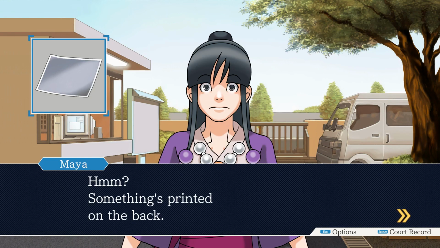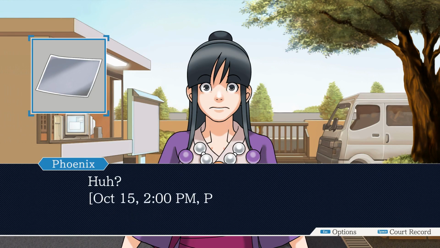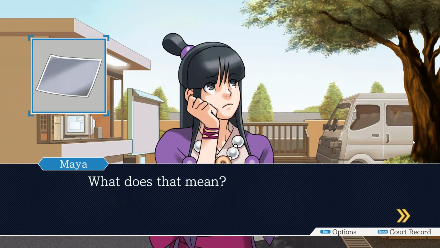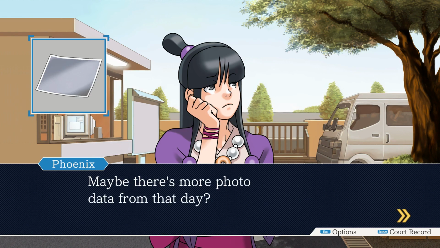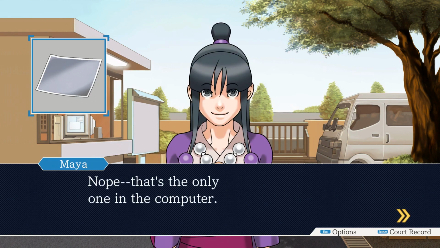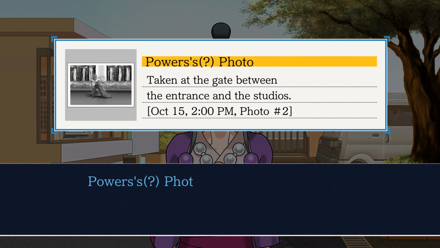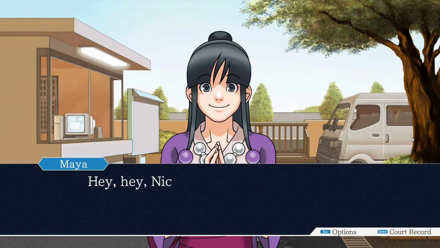Something's printed on the back. Huh? October 15th, 2 p.m., photo number 2. Oh, there's one before it. What does that mean? Maybe there's more photo data from that day. Nope, that's the only one in the computer. Taken at the gate between the entrance studios. October 15th, 2 p.m., photo number 2.